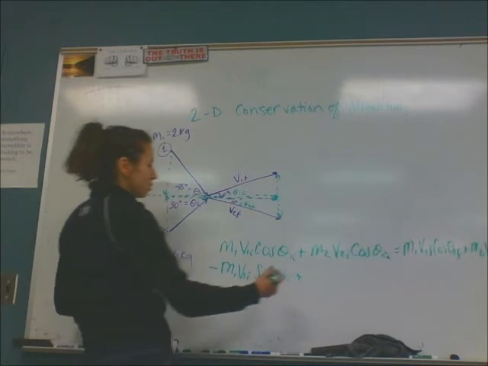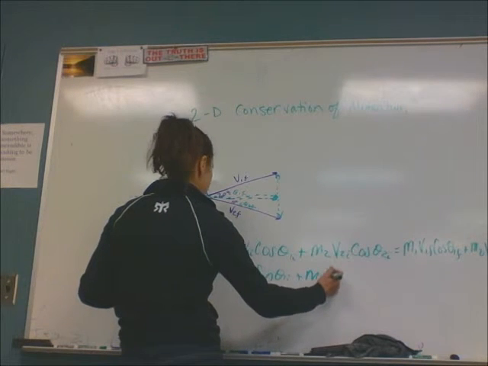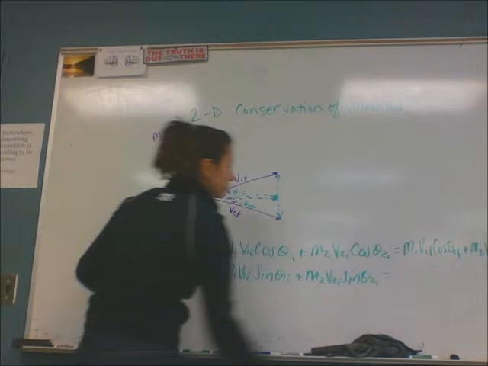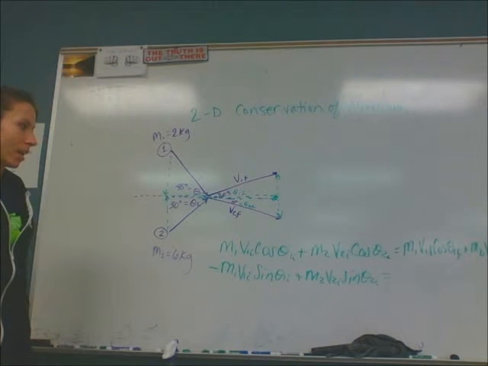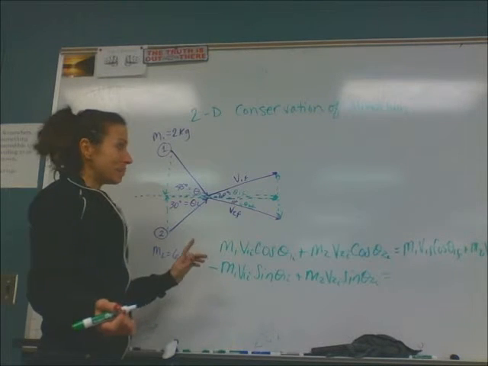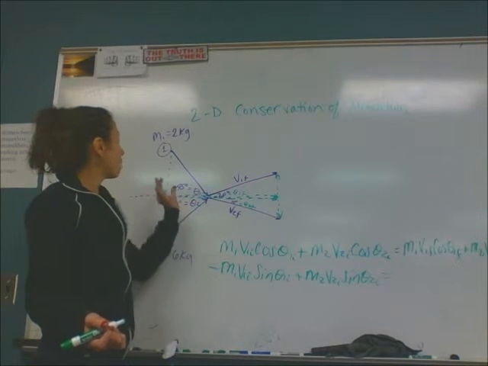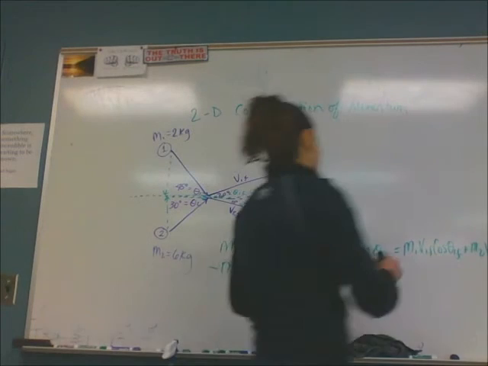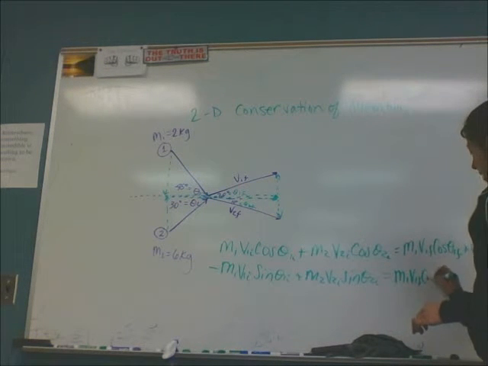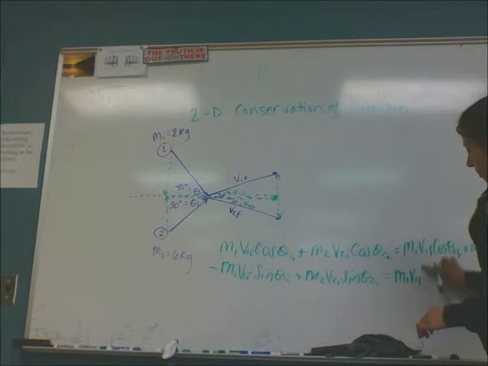And then after, they have momentum in the opposite direction. So now M1 has a positive momentum. So it's M1 V1 final sine of theta 1 final minus, arrow down, M2 V2 final sine of theta 2 final.